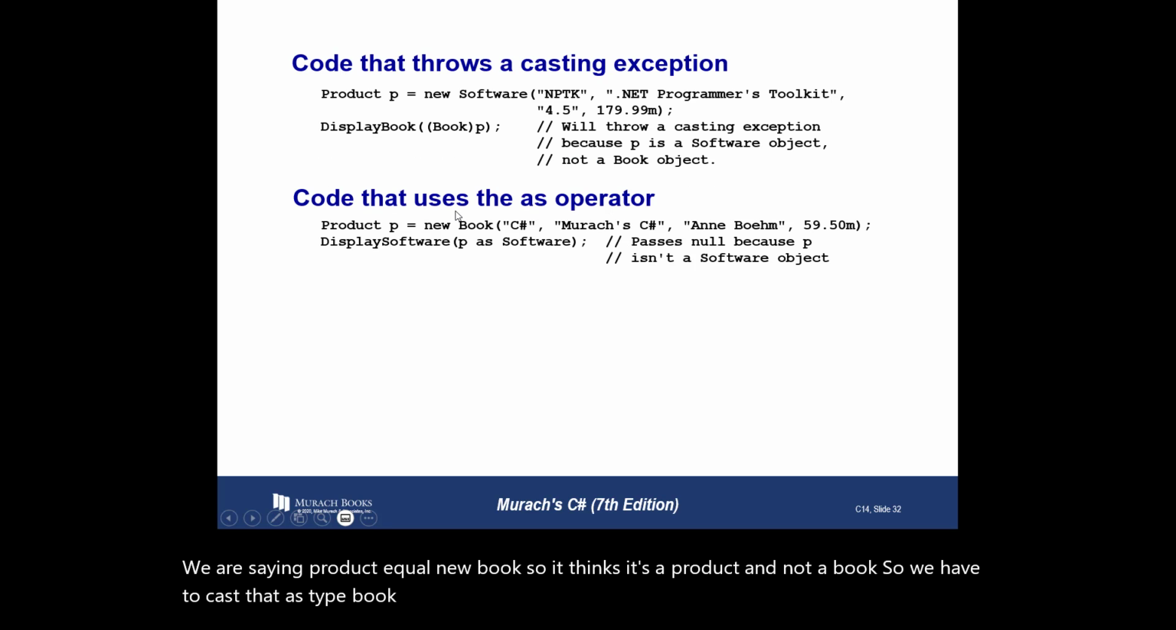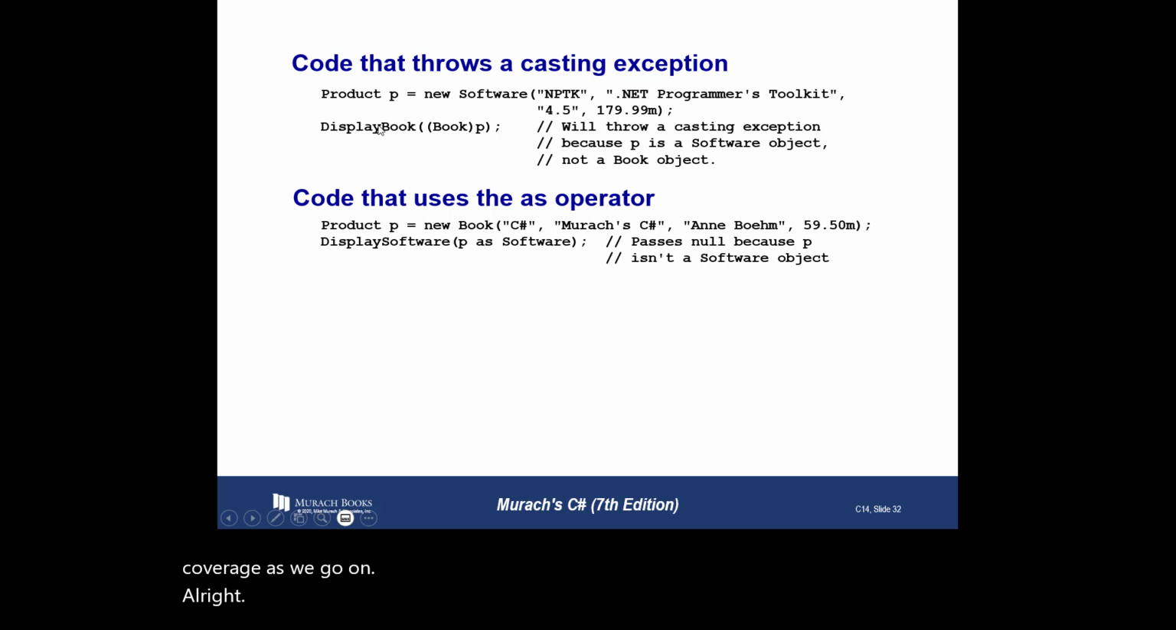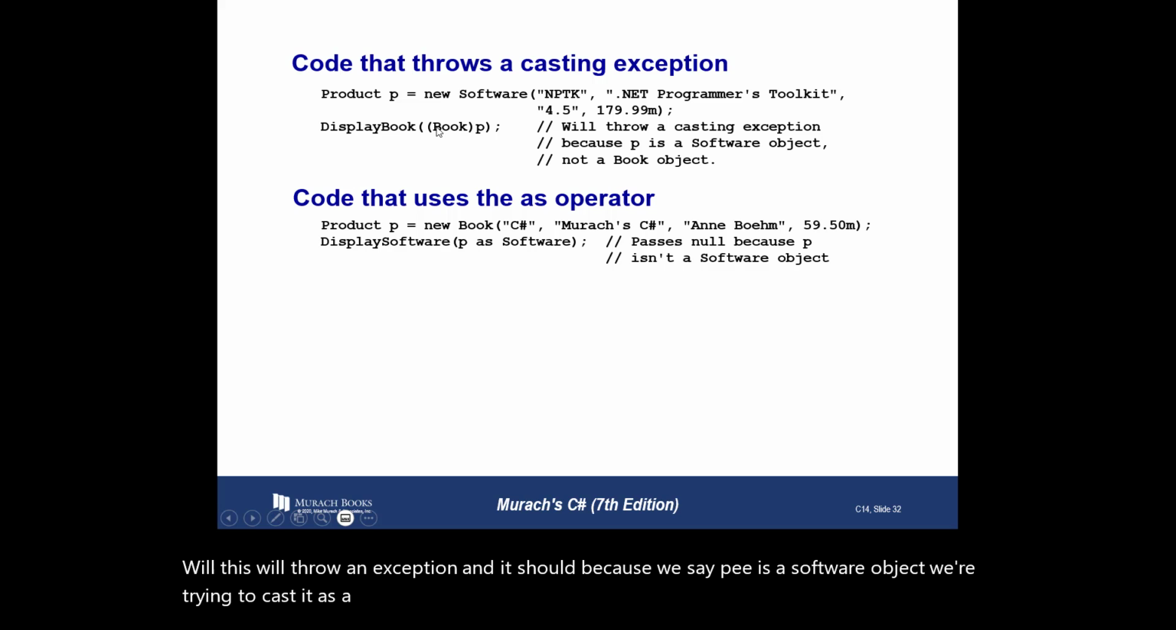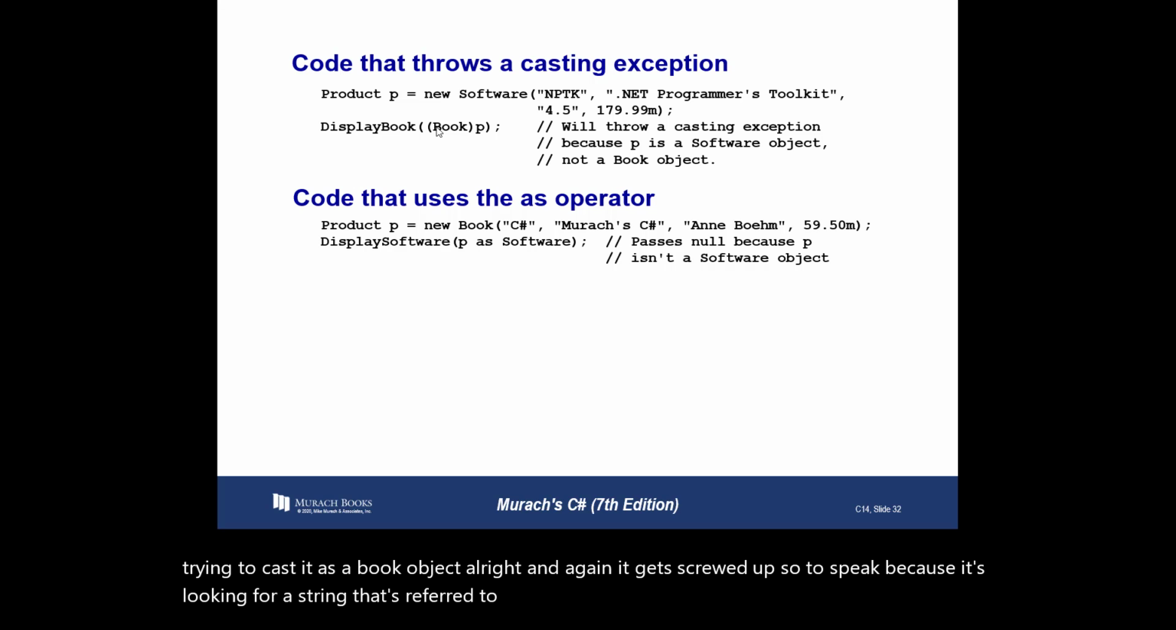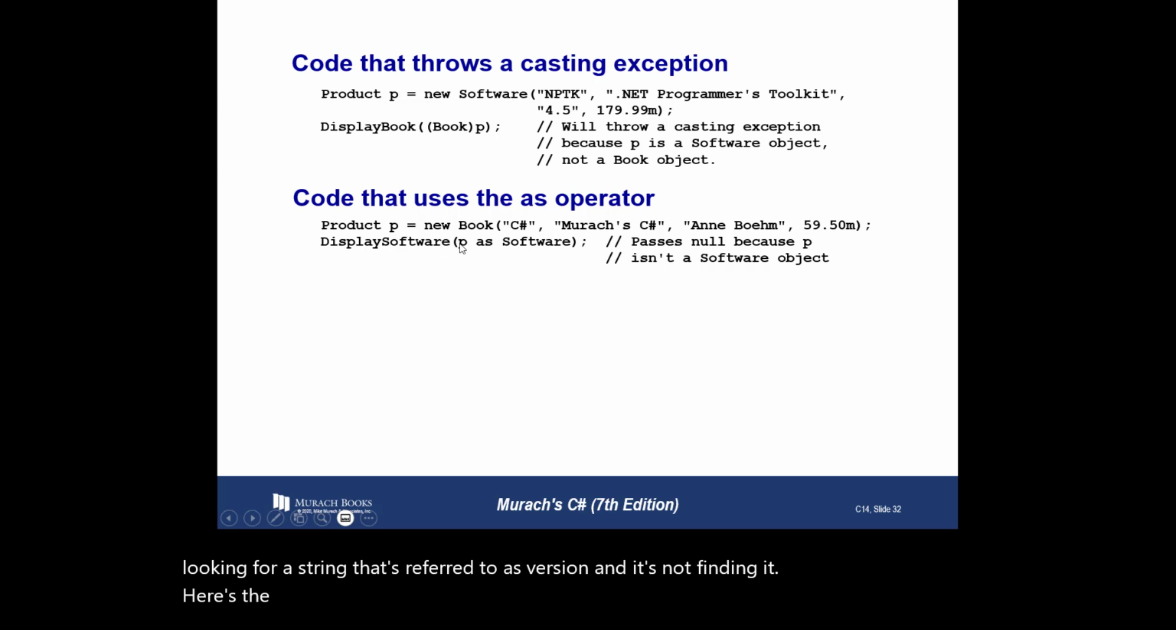Again, we will look at this stuff in much more depth and breadth of coverage as we go on. All right? So it says here, this will throw an exception, and it should, because we say P is a software object. We're trying to cast it as a book object. All right, and again, it gets screwed up, so to speak, because it's looking for a string that's referred to as version, and it's not finding it. All right. Here's the as operator, P as. So there's different ways that you can do this, okay?